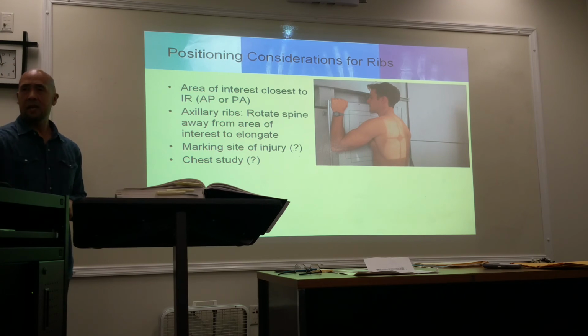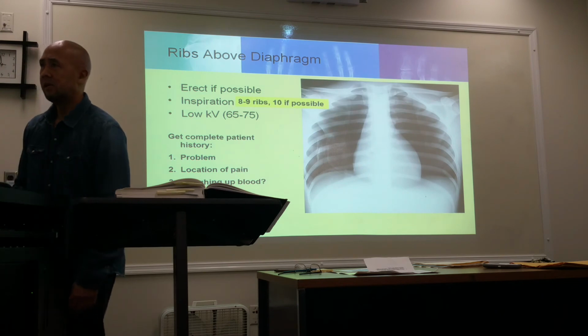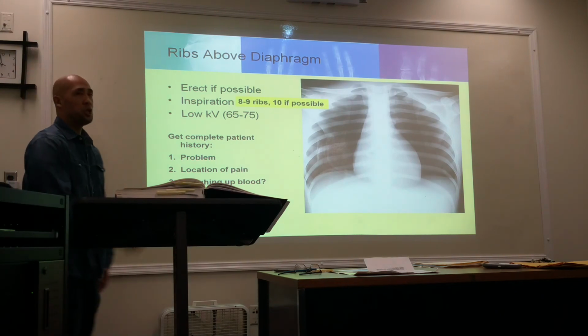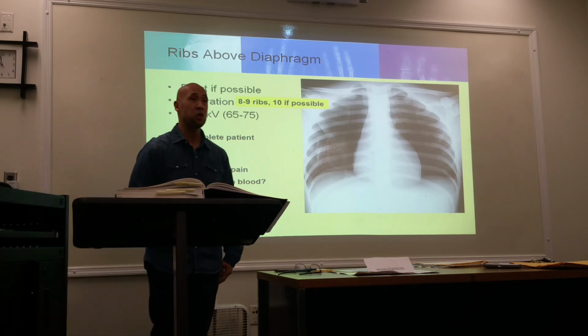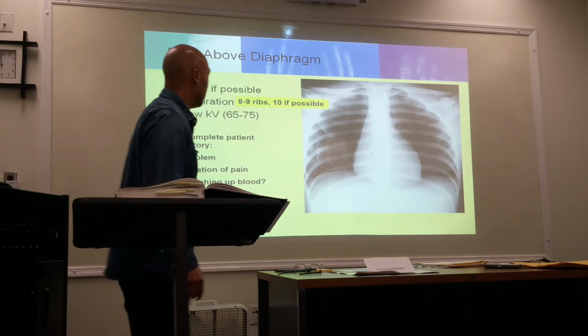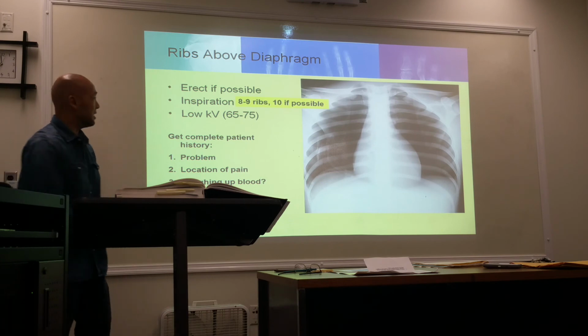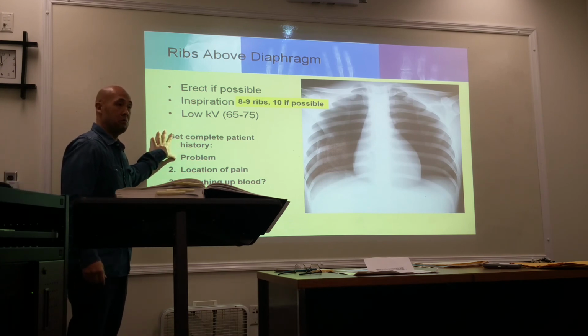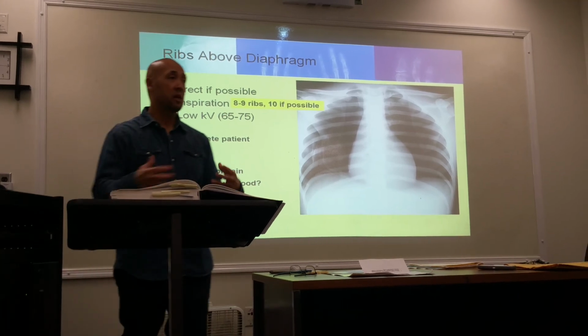So let's go ahead and we'll talk about axillary ribs here in just a moment. All right. So ribs above the diaphragm, we do it upright. We choose to do it upright because just like in a chest x-ray, when you're upright, it drops the diaphragm down. You can get better inspiration, visualizing 8 to 9 ribs, and you want to get 10 if possible. kV is going to be low. We're looking at bone. Remember your chest x-ray, what was your kV for chest? High. The higher the kV, the lower the contrast, we get a longer scale.